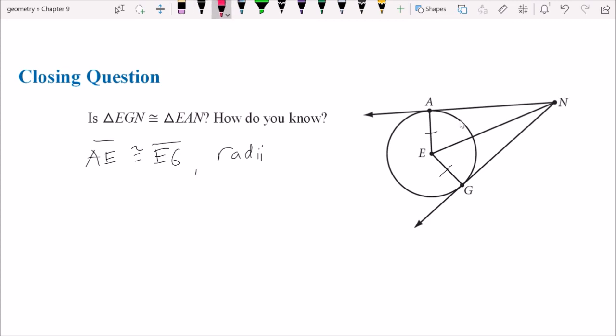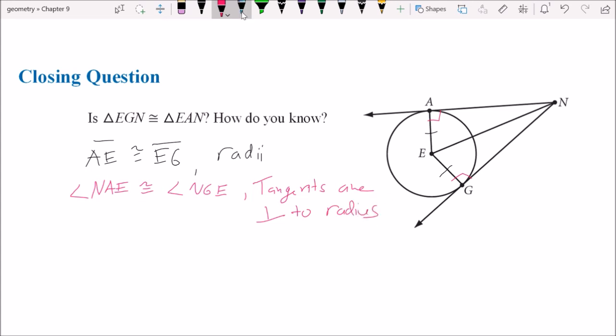I had also said, and we talked about this earlier, that these are congruent. So I'm going to name them out as angle. We'll call this one NAE. NAE is congruent to angle NGE. And the reason why is because tangents are perpendicular to the radius.